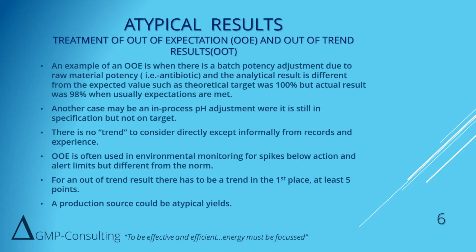Before we start, I realize that there's a lot of discussion on the internet, LinkedIn for example, about out of expectation and out of trend results, and some confusion about what they are and what OOSs are. So out of expectation may be an example where there's a batch potency adjustment. So you've got the potency of the starting material and you make an adjustment, but the final result is not what you expected. That would be an OOE, and you might investigate what happened there. Might be a similar process to out of spec, but nothing's out of spec yet.